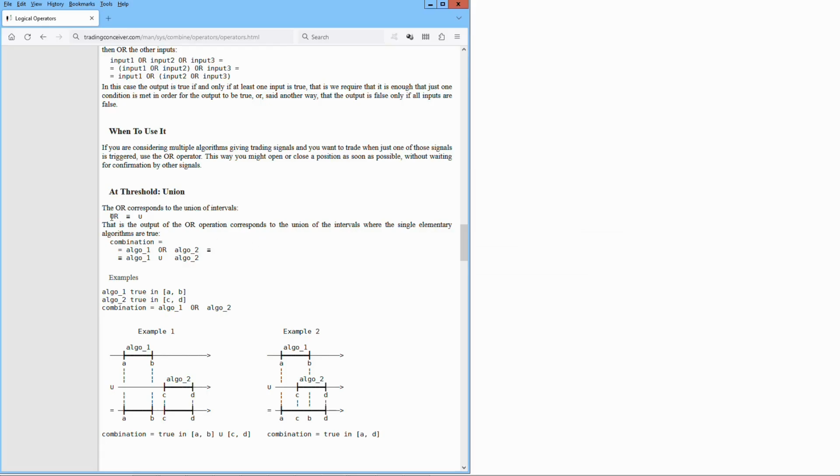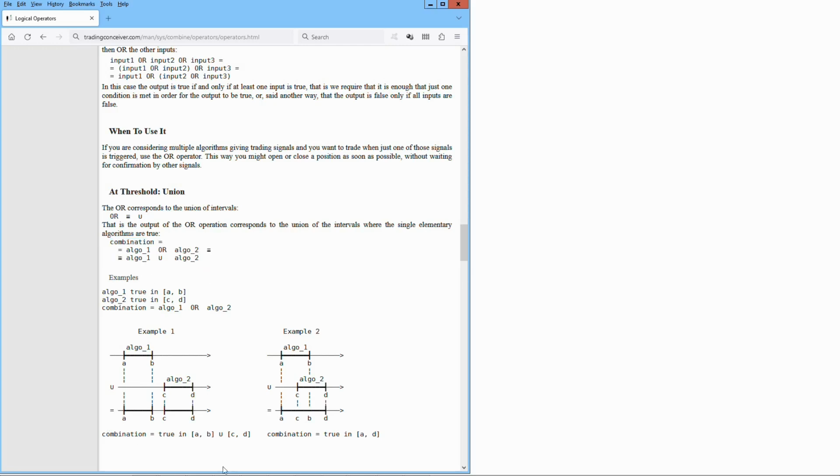At threshold, the OR operator corresponds to the union of intervals. That is, the output of the OR operation corresponds to the union of the intervals where the single elementary algorithms are true. The combination is equal to algo 1 or algo 2, which corresponds to algo 1 union algo 2.